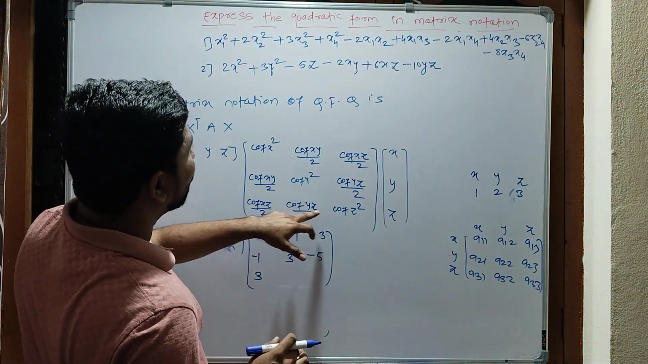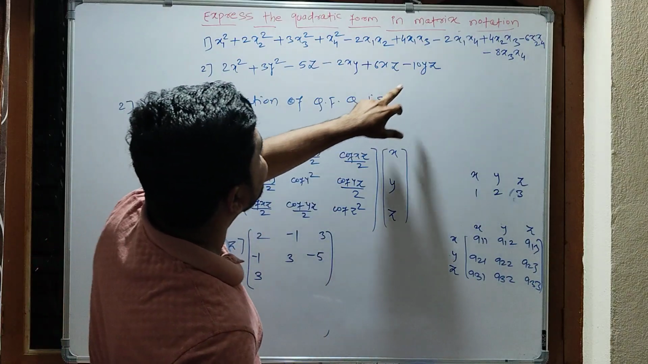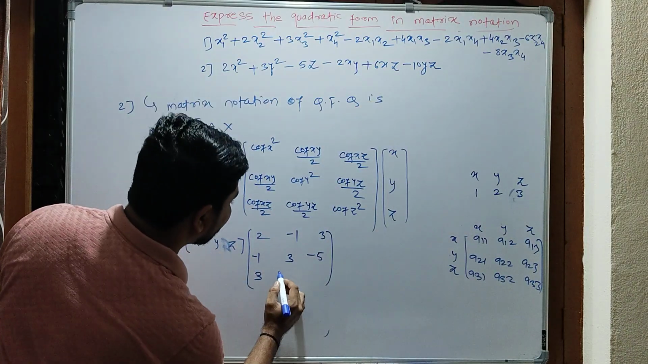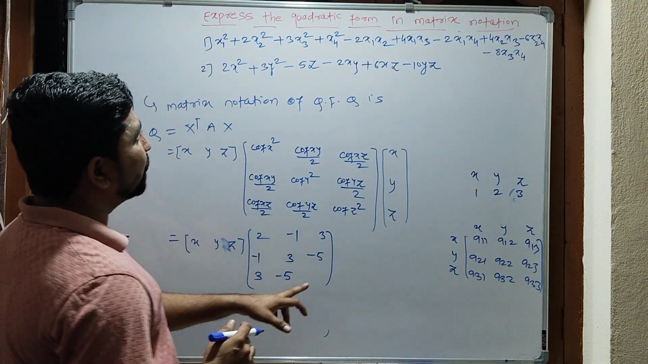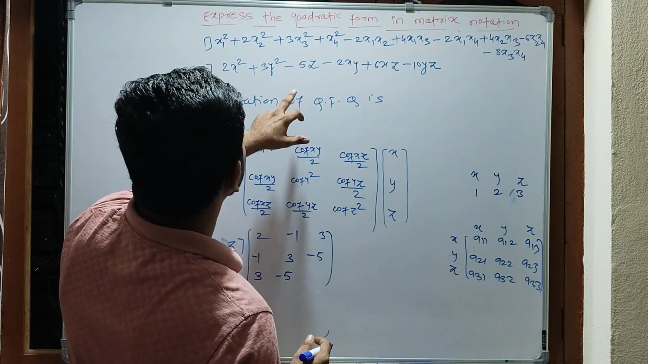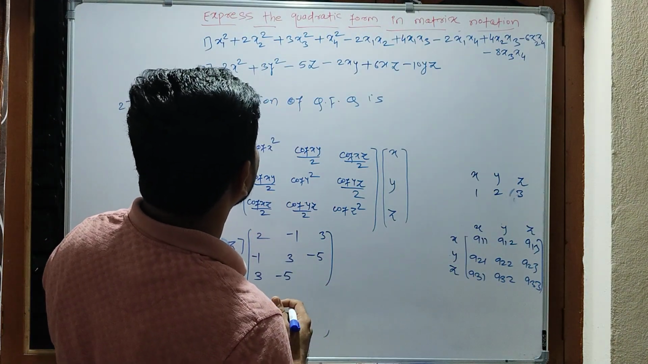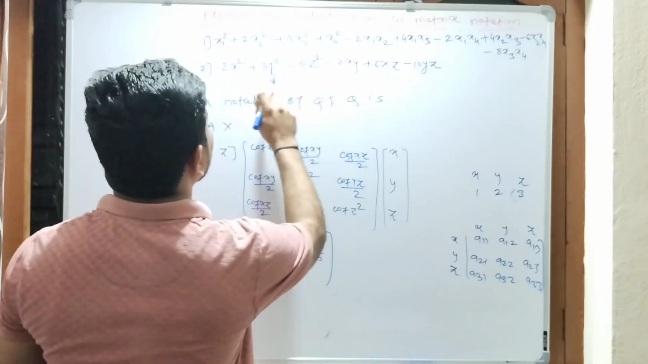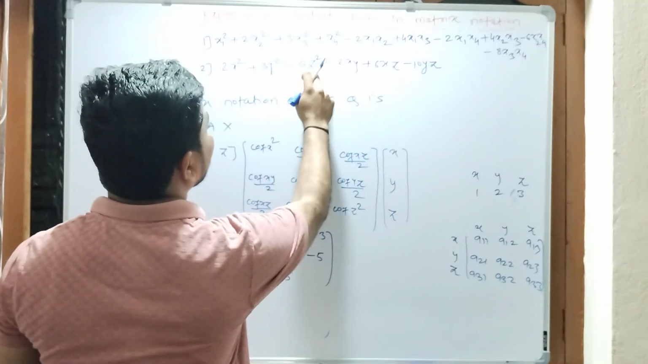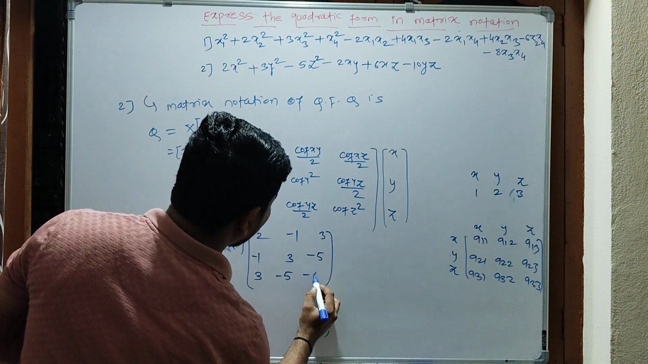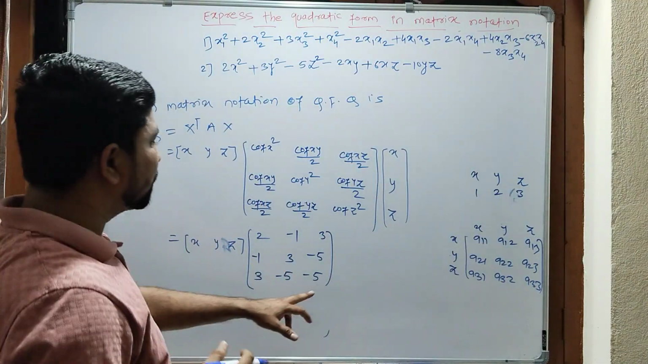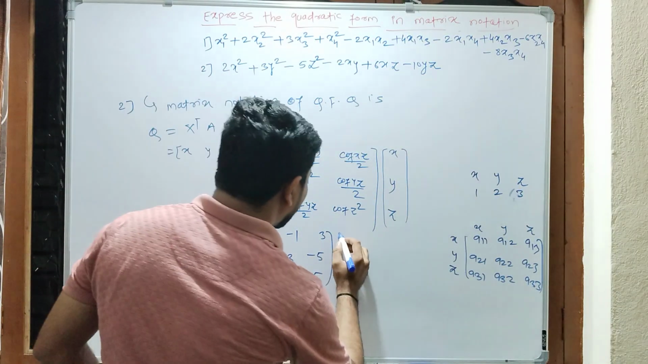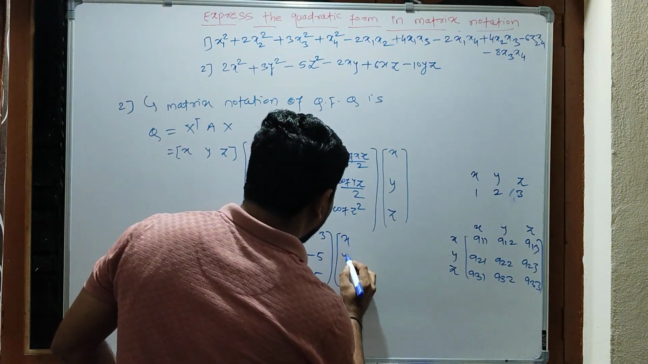So the coefficient of yz is minus 10, that is here minus 5. The coefficient of z square is minus 5. So this is the matrix notation corresponding to the quadratic form.